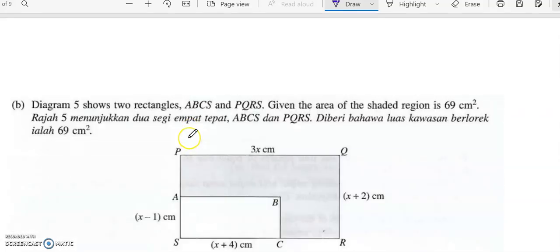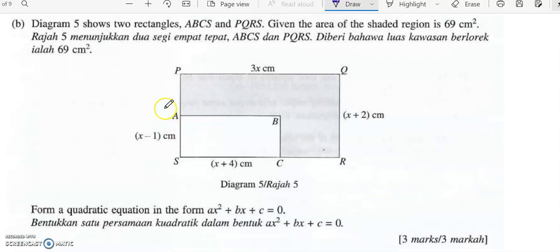So we go to the next question. Diagram 5 shows two rectangles ABCS and PQRS. Given the area of the shaded region is 96 centimeters square. Form a quadratic equation in the form ax squared plus bx plus c equal to 0. So for the problem given, you have to rearrange this and form a quadratic equation based on the problem given.